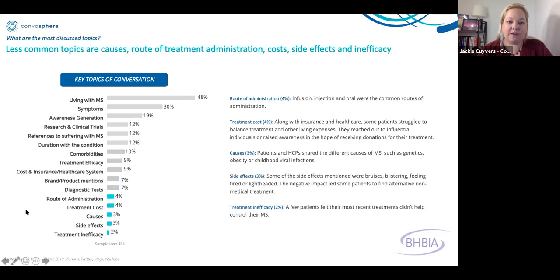And then through doing the social listening, you're able to go down the long tail and say, well, the majority of conversations are about living with MS. Some of the lesser conversations are around the actual treatments themselves, the treatment cost, side effects, and efficacy of these treatments. They are happening, but they are less of a conversation driver than the symptoms and living with MS.